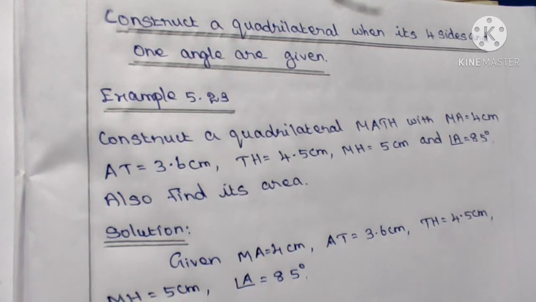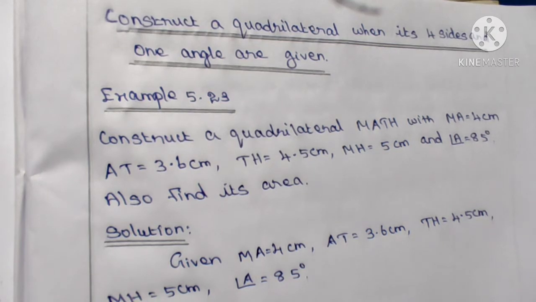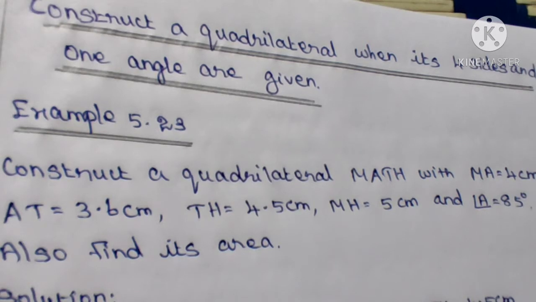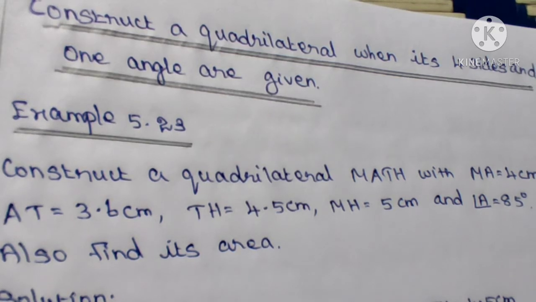Construct a quadrilateral when its 4 sides and 1 angle are given. Listen to example sum 5.23. Construct a quadrilateral MATH with MA 4 cm, AT 3.6 cm, TH 4.5 cm, MH 5 cm and angle A 85 degrees. Also find its area.